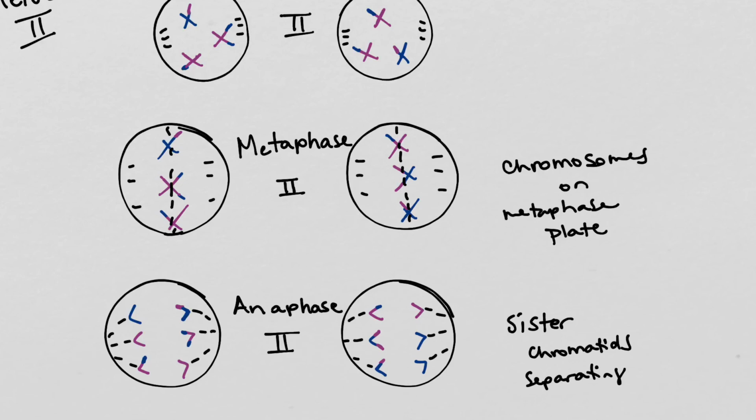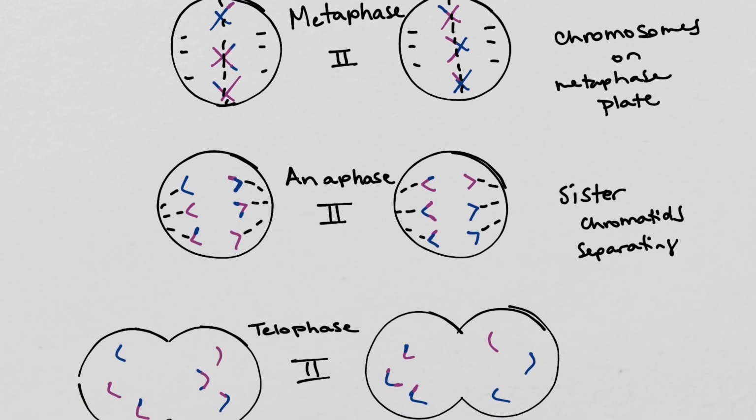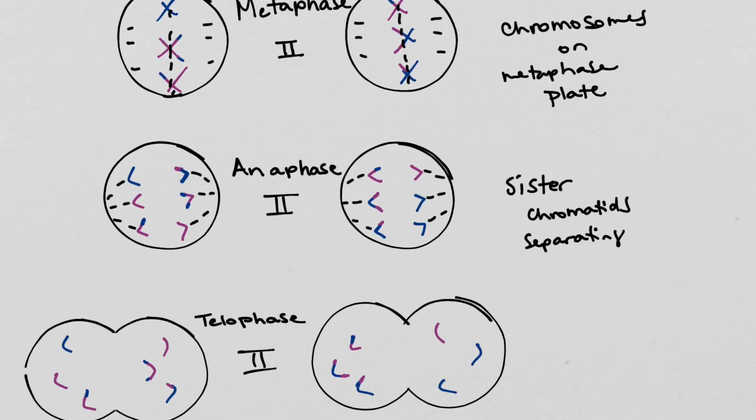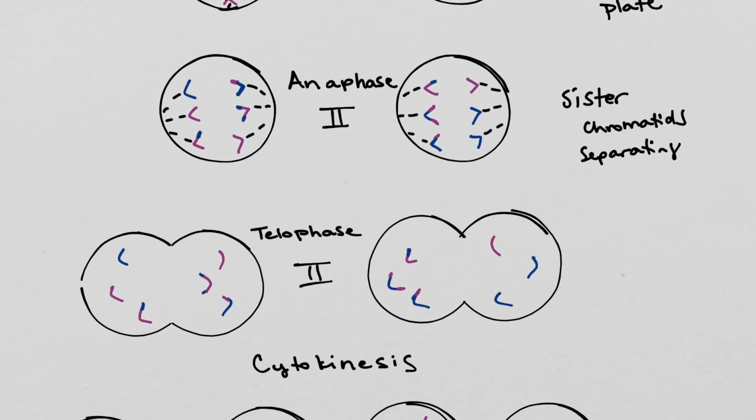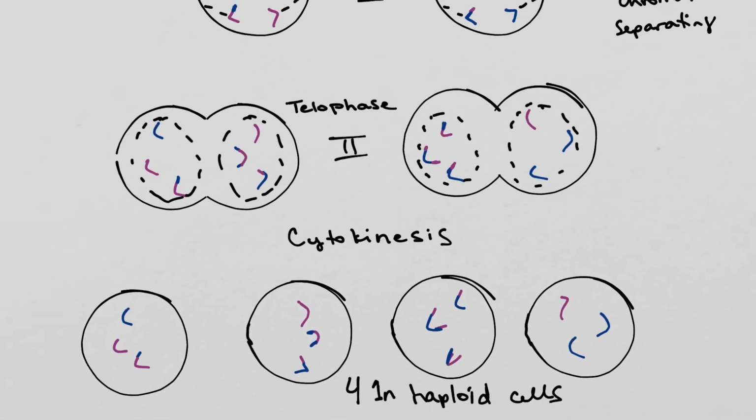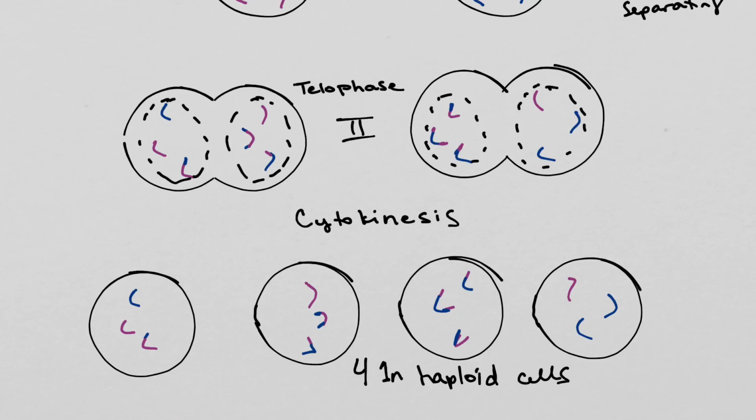Now, in anaphase 2, the sister chromatids separate. And then in telophase 2, you're starting to see the formation of the nuclear membranes. The sister chromatids have separated. We were already haploid, so we're still haploid. And then after cytokinesis, you have 4 1N haploid cells, which are what type of cell? Gametes. Sperm or egg.